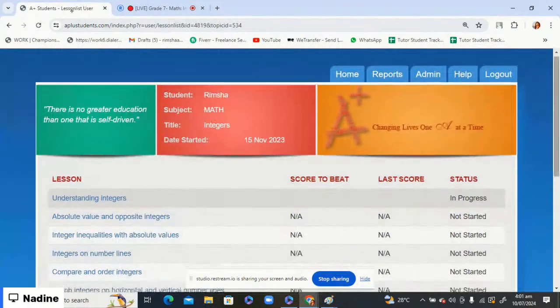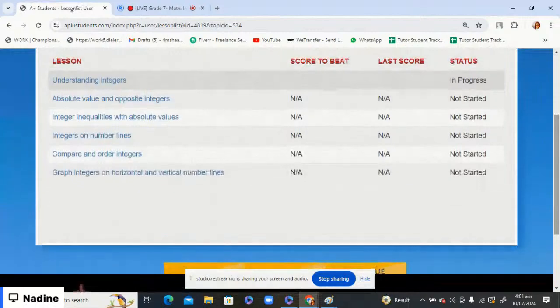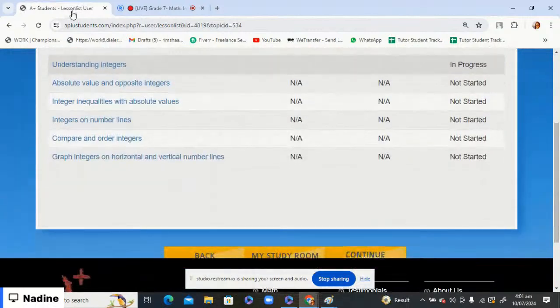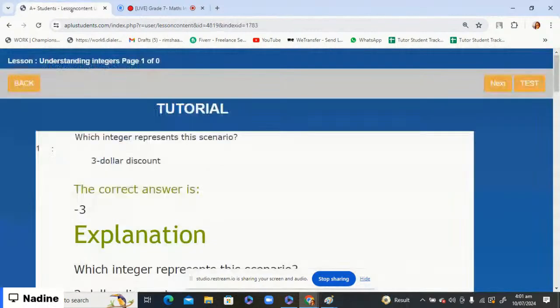So here are the lessons. Today we start with the first lesson, that is understanding integers. So look at here. What does it mean? First of all, we are going to understand integers. First of all, let me tell you what integers are.